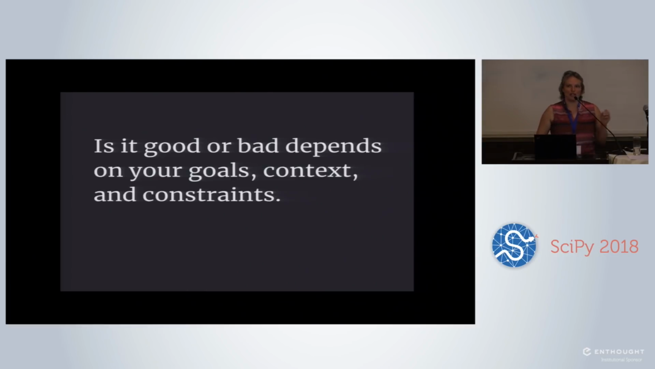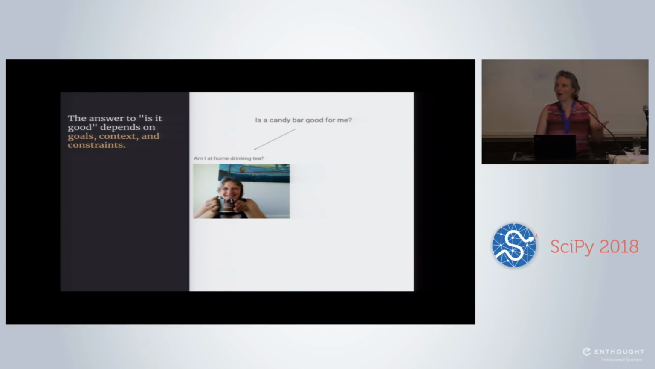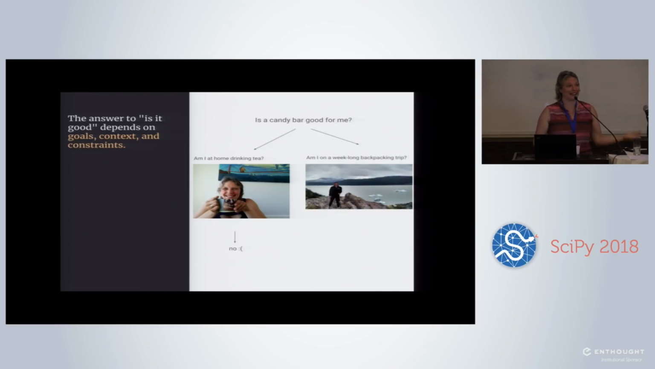But before we get into those three specific topics, I want to talk about the bigger picture. The question of is it good or bad depends on your goals, context, and constraints. For example, with the case of food, is a candy bar good for me? Well, it depends. Am I at home drinking tea? Maybe it's not so good for me. Am I on a week-long backpacking trip in Patagonia? Maybe it's fantastic. I need that extra sugar to get me through the next couple of miles.